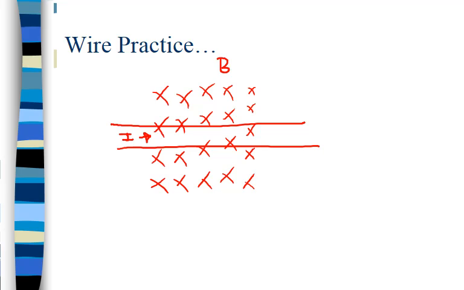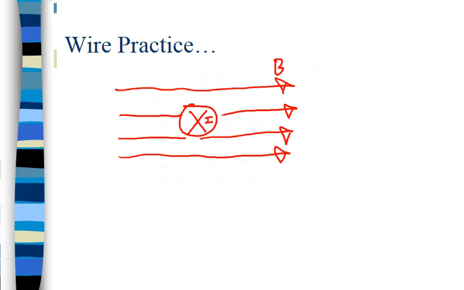Okay, so for this one, you should be pointing to your right. Your middle finger should be going towards your screen, and your thumb should be pointing towards the ceiling. And so this would be the force on this wire if there was a magnetic field, and that's the current going through. Let's try this one.